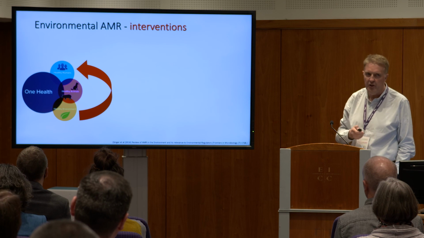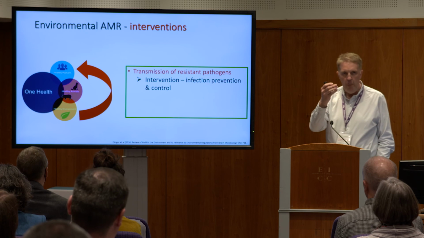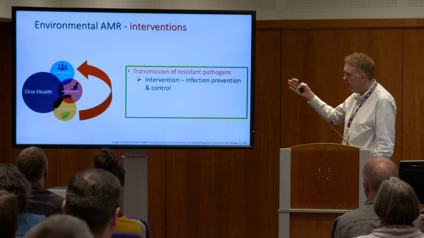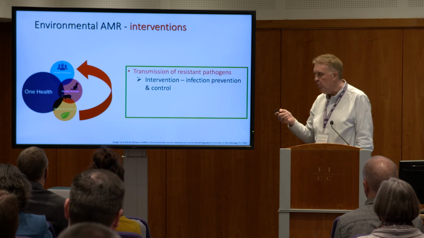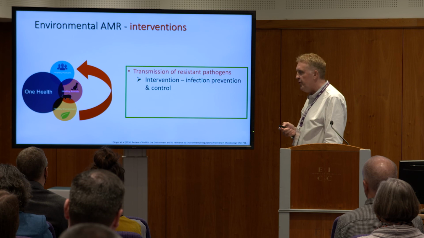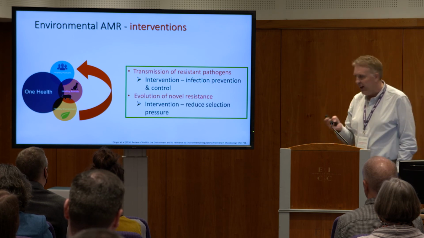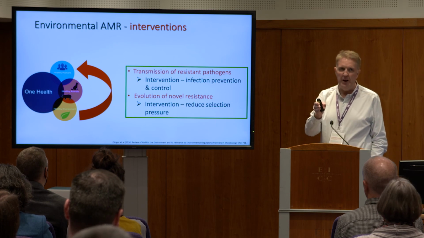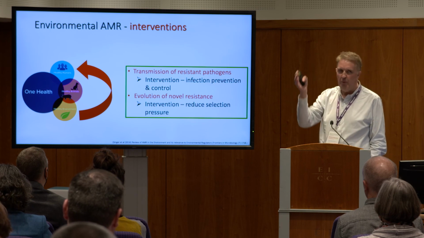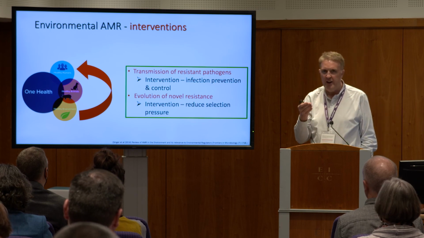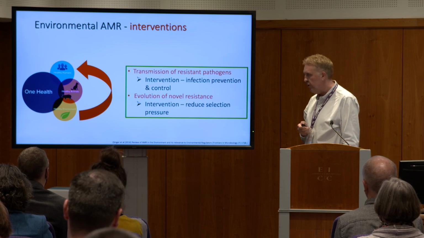My final slide, interventions. We can have interventions for the transmission, which is common, but less serious. We can use infection prevention and control. How do we prevent the more serious one, the evolution of new resistances? And we do that by reducing the selection pressure, reducing the number of antibiotics in the environment. So although farms and animals have been exempt from the transmission, however, the use of antibiotics in farms will also drive the selection of these novel resistances.